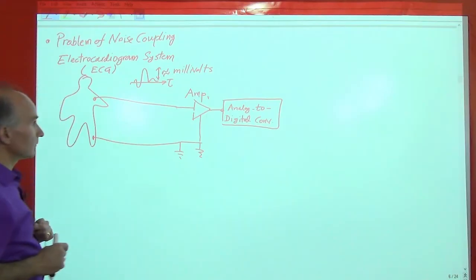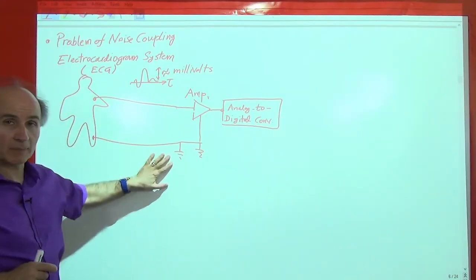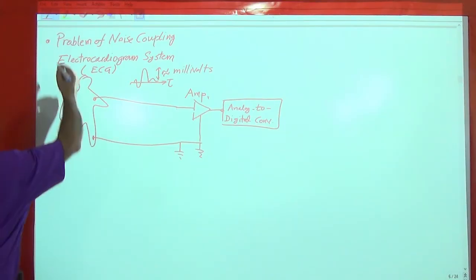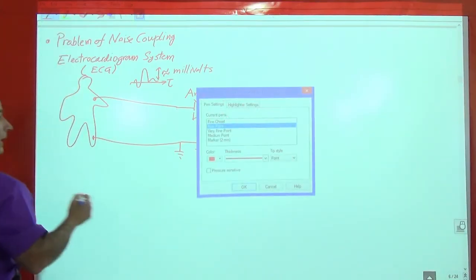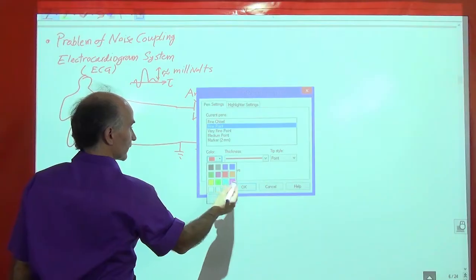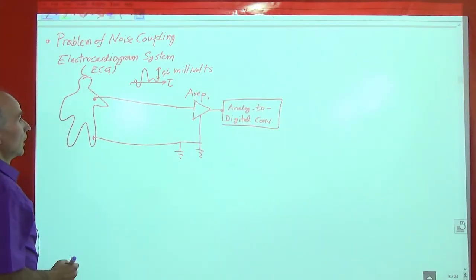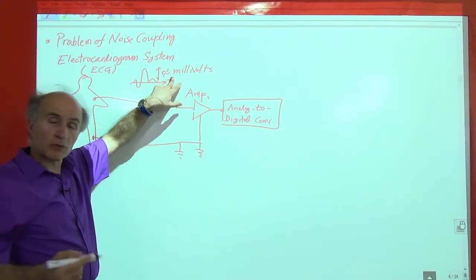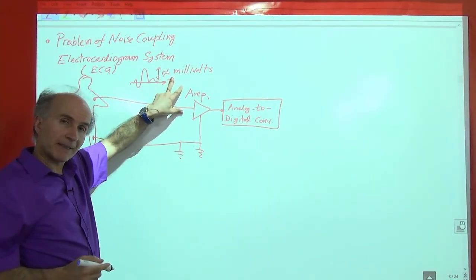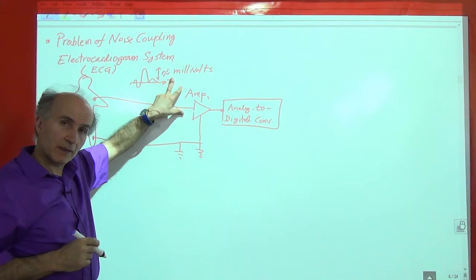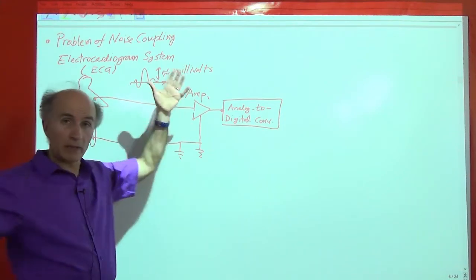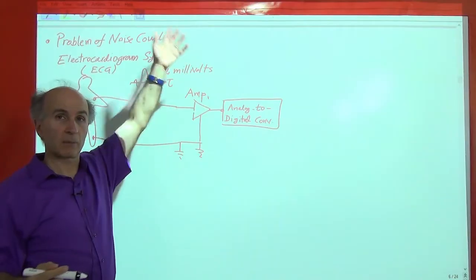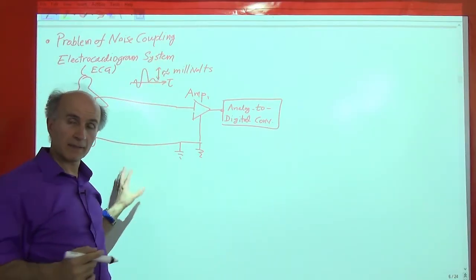Okay, so now when we construct a system like this, we have one major problem. So let me change the color of my pen to show you what the problem is. Well, we are trying to sense a signal on the order of 1 or 2 millivolts. But in addition to that, we have something else coming in. Remember that we are in a room, and there are these electrical wires all over the place, right? In the walls, overhead, etc.